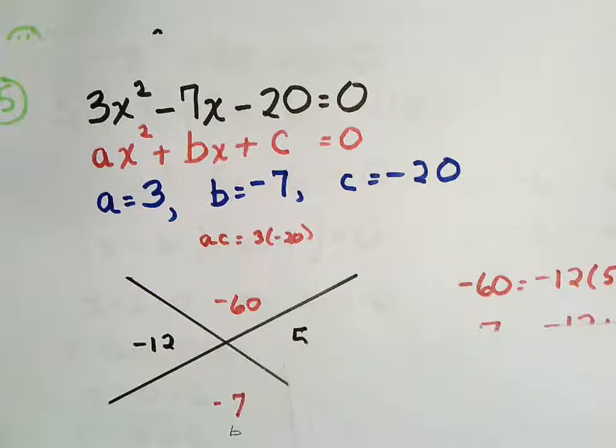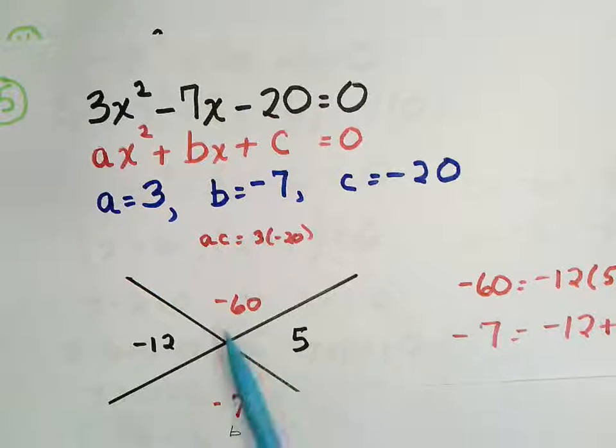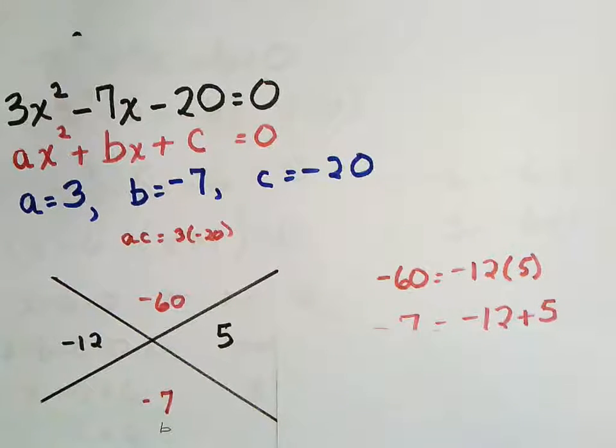Now, remember, we're now going to look at the A times C, -60. We want two numbers that multiply to give us a -60, but they have to add up to give us this B. And those factors will be -12 and 5. -12 plus 5 is -7. -12 times 5 is -60. Now, here we have our numbers in our X. Now we're going to go to our box.